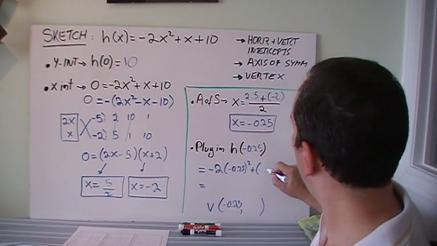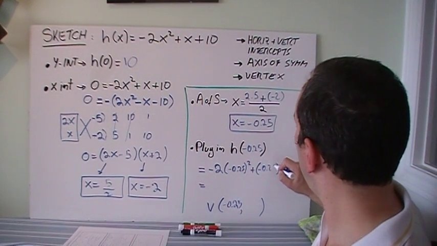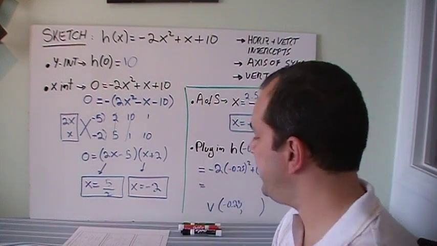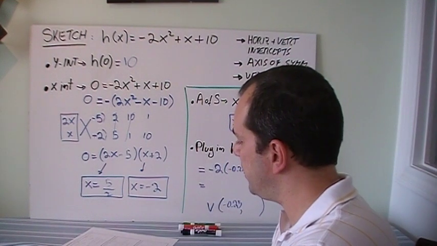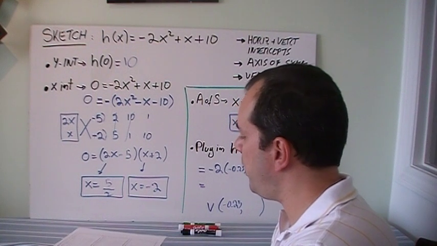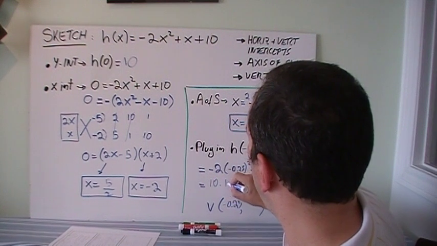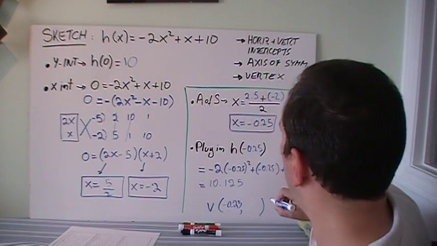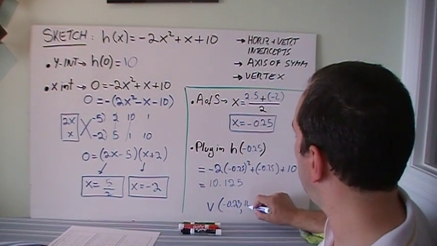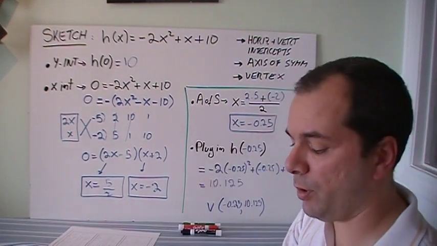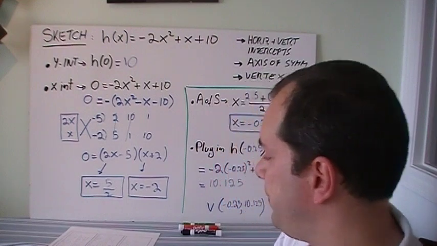0.25, and negative 0.25. And if we plug that into our calculator, we're going to find out that the answer is 10.125. And therefore the vertex here is 10.125 on the y and negative 0.25. Let's see if that makes sense in our diagram.